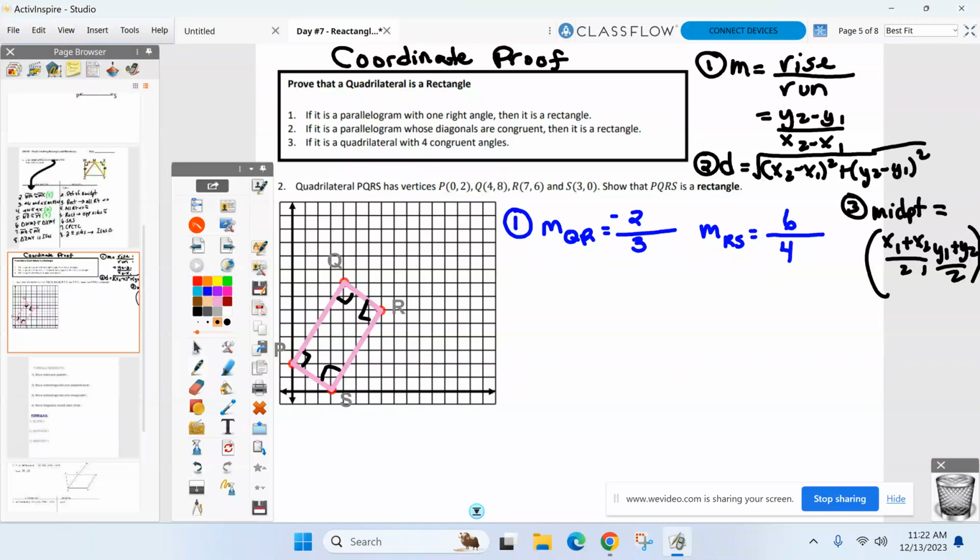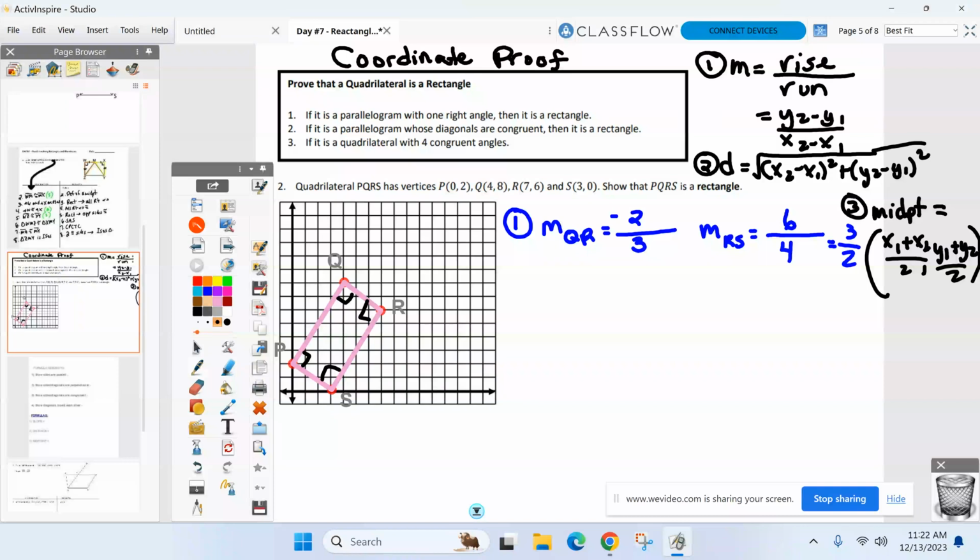Positive. I'm going to warn you, though. I'd probably make sure everything's simplified, because look at these two right now. It doesn't look like they have any relationship, but they actually do. You just have to simplify 6 over 4 to 3/2. Ooh, now I'm seeing a little something, right? Negative 2/3, positive 3/2. Oh, okay.